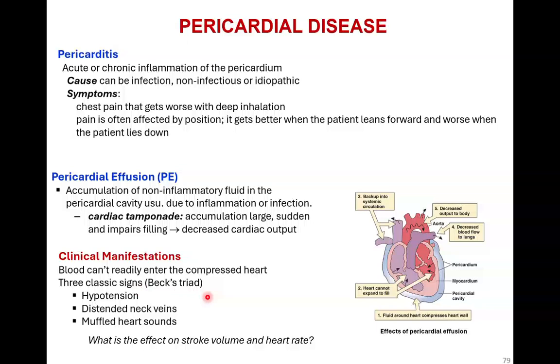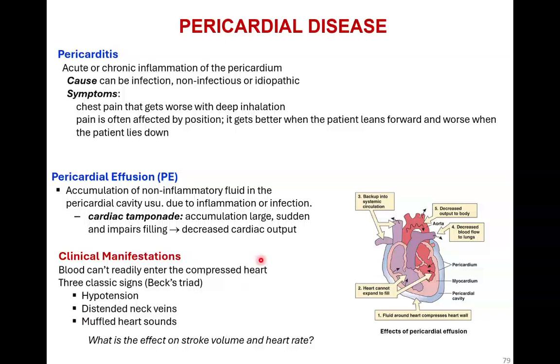Jugular vein distension, that's another of the classic signs of cardiac tamponade. It's also a sign of right-sided heart failure. And that's because of backup in systemic circulation. And remember, your jugular veins have a direct route to your superior vena cava, so if blood can't flow there, it's going to back up in your jugular vein. And then muffled or distant heart sounds. It's simply a muffling of the normal S1, S2 sounds because of the fluid in the pericardium.